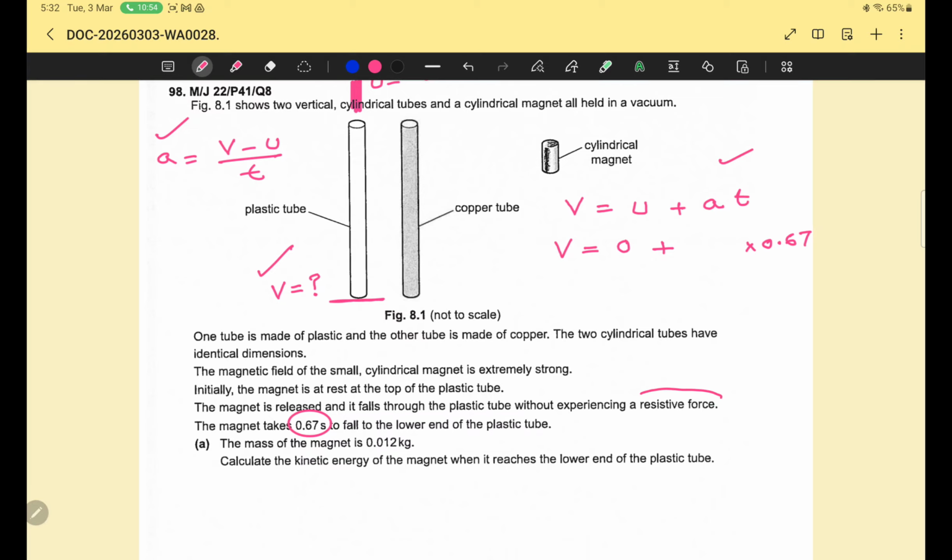And if an object is falling down without any resistive force, then it is free fall motion. But Navia, what is acceleration of free fall motion? If an object is falling freely, then what is acceleration?